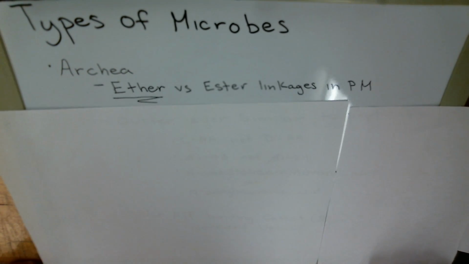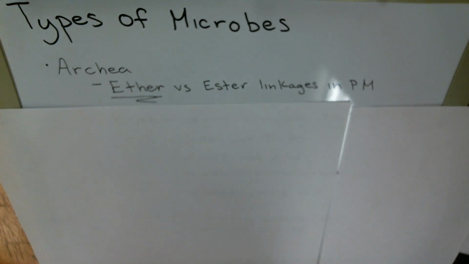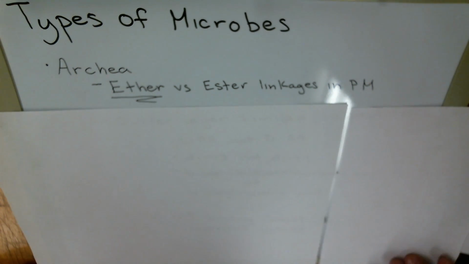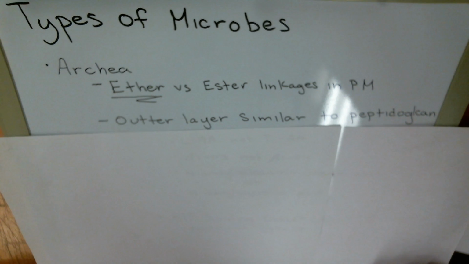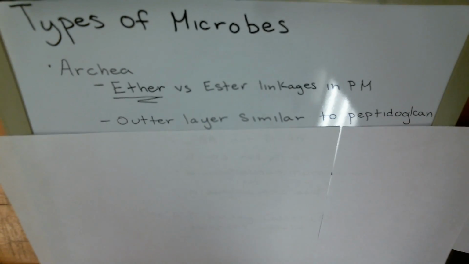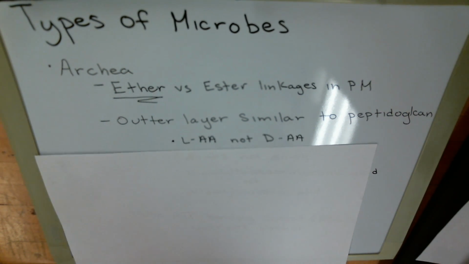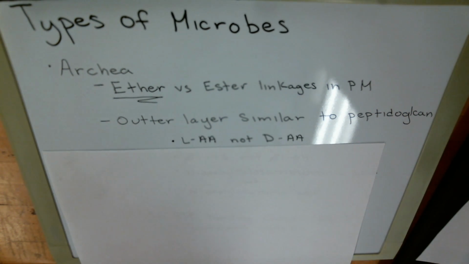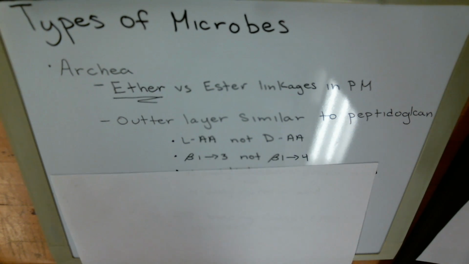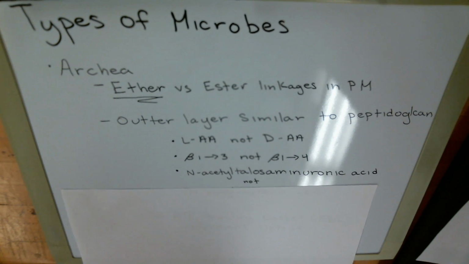While regular bacteria use ester linkages in their plasma membrane, Archaea bacteria use ether linkages, which allows for a higher bonding for the plasma membrane. And we'll get into why that's significant in a little bit. The outer layer that Archaeobacteria have is similar to that of peptidoglycan, with a few differences, such as they use L amino acids instead of D amino acids, and they have a beta 1,3 instead of a beta 1,4 linkage. And they also use a different kind of acid.